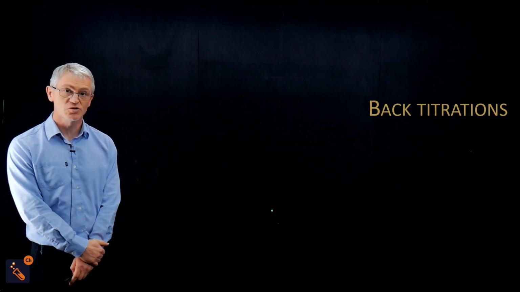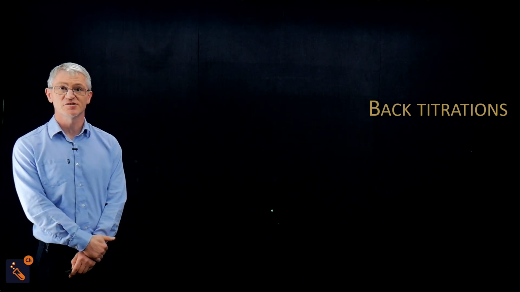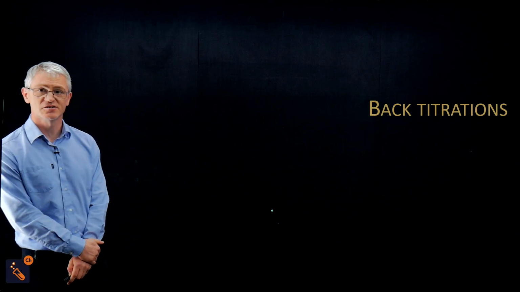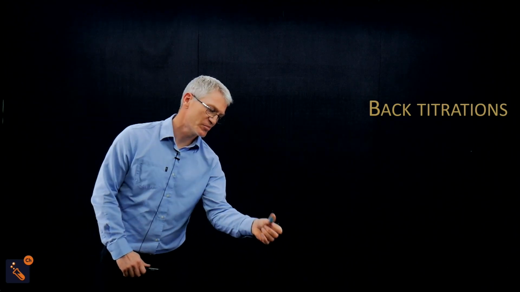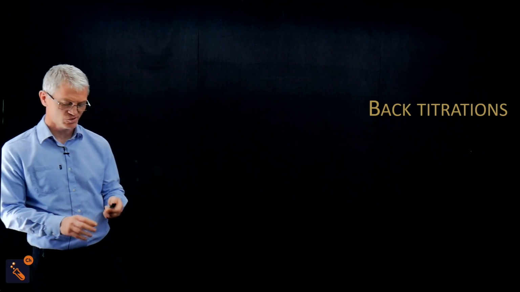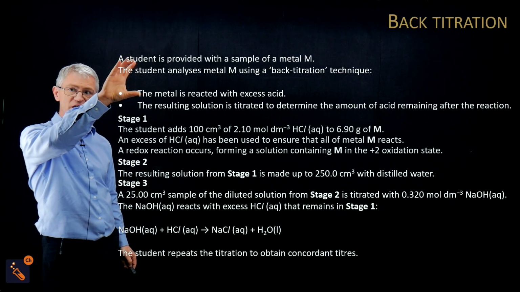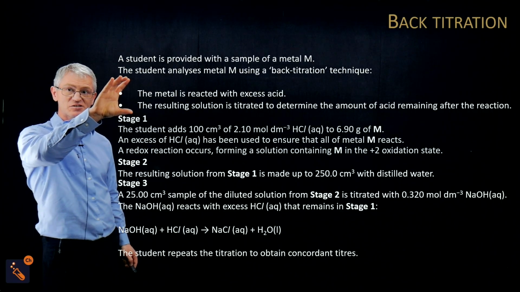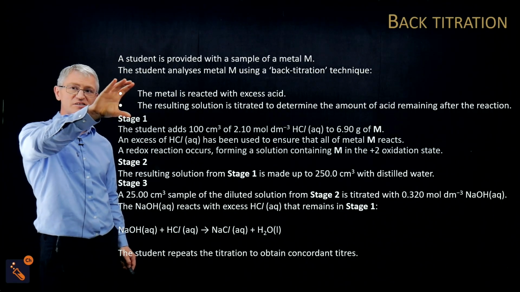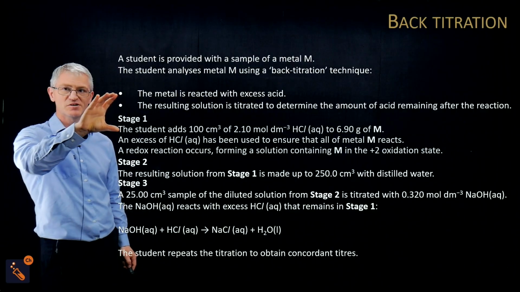So in this video, we're going to go through one version of back titrations. Now, they're a really hard question, which you might get asked, but please bear with it and we'll get it done. Okay, so it's a big, long question. It's about a sample of M that's reacted with excess acid, too much acid, which means we need to know how much the acid reacted with M and how much was left over.